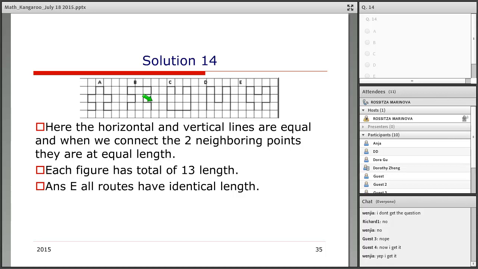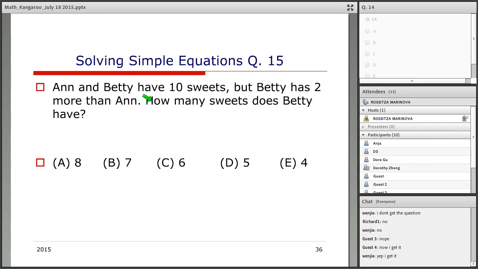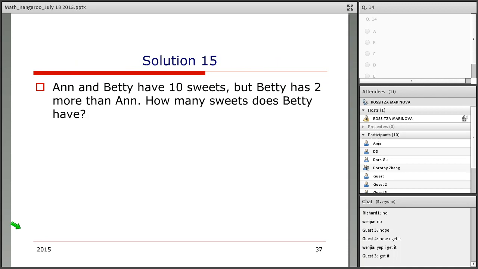Okay, moving on to the next two questions. What I'll do is just go through the slides. I will not be opening the poll. So the next question is about simple equations: Anne and Betty have 10 sweets, but Betty has 2 more than Anne. How many sweets does Betty have? So I will be going through the slide of the solution.